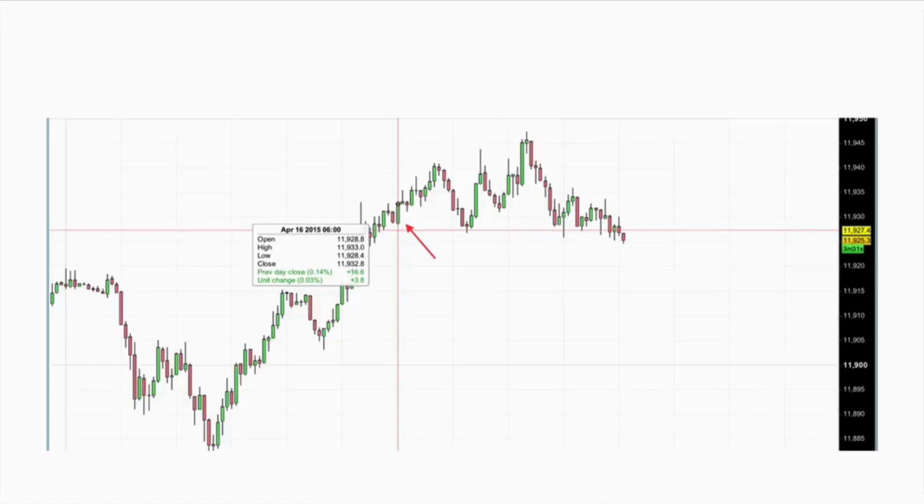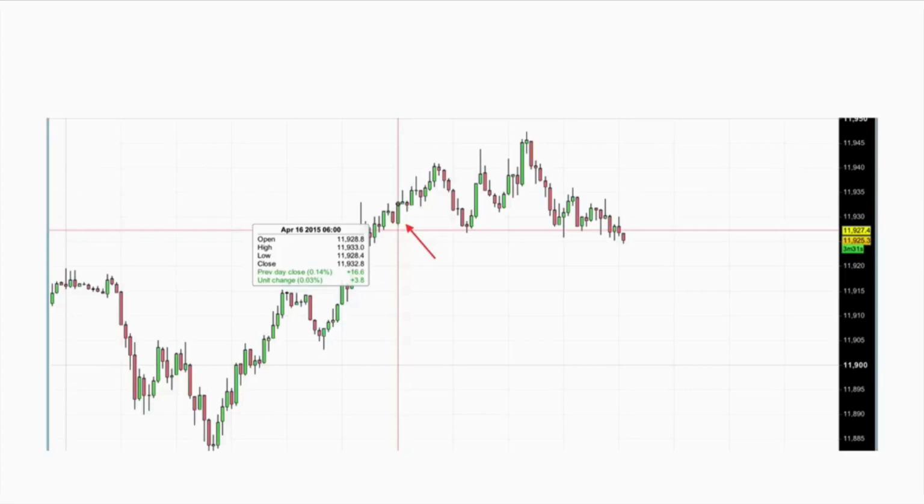This is a 5-minute forex chart of the US dollar Japanese yen. I've highlighted one of the bullish candles, and as you can see from the box, all of the information of the candle is provided for you. This was a candle that formed between 6 and 6:05 AM on the 16th of April 2015. You can see the opening price, the high of the candle, the low of the candle, and the closing price of the candle.